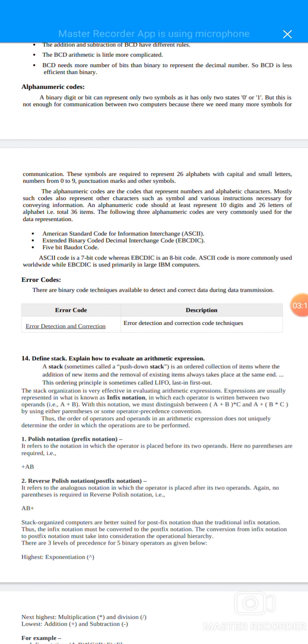Error codes. There are binary code techniques available to detect and correct data errors during transmission. Error codes, error detection and correction. Description of error detection and correction code techniques.